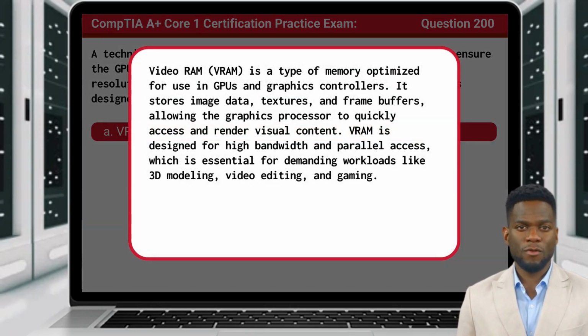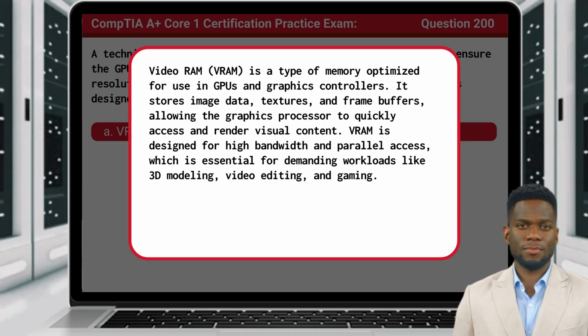Video RAM, or VRAM, is a type of memory optimized for use in GPUs and graphics controllers. It stores image data, textures, and frame buffers, allowing the graphics processor to quickly access and render visual content. VRAM is designed for high bandwidth and parallel access, which is essential for demanding workloads like 3D modeling, video editing, and gaming.